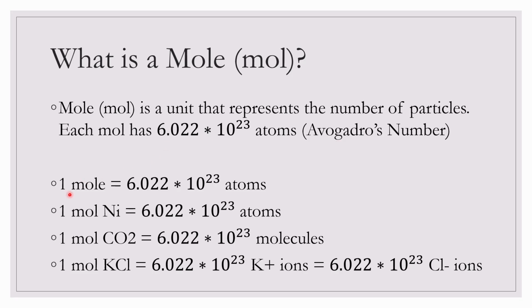So if we say 1 mole, we mean there are 6.022 times 10 to the 23 atoms. If we say there's 1 mole of nickel, that means that there's 6.022 times 10 to the 23 atoms. And then if we say there's 1 mole of carbon dioxide, CO2 here, we mean that there's 6.022 times 10 to the 23 molecules, because this is a molecule.